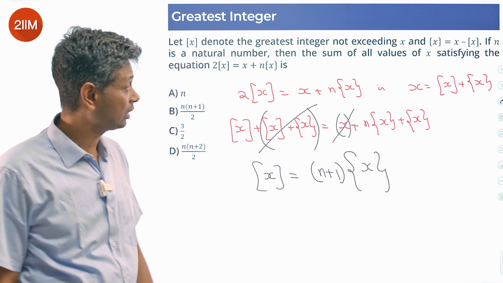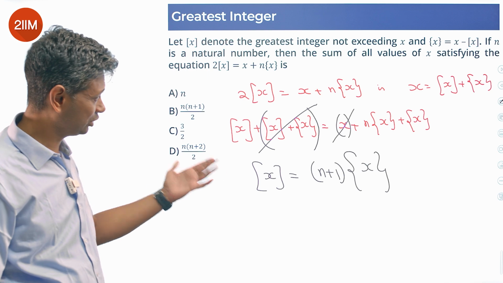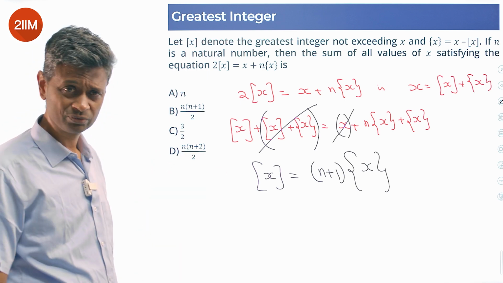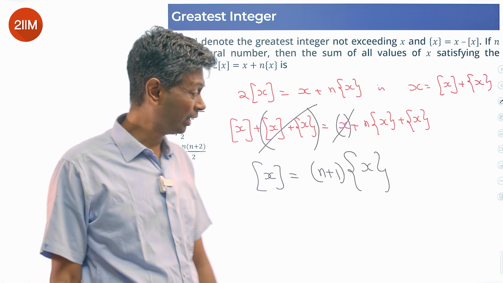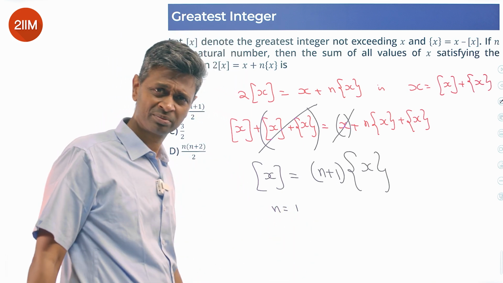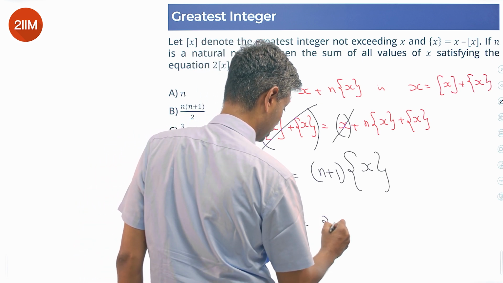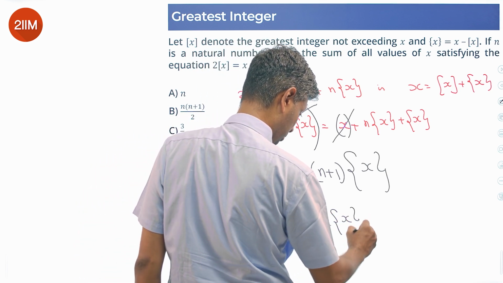Lovely, brilliant. Now we need to find the sum of all values of x satisfying this equation. For a given n, I don't know how to do this, so I'm going to put in an n. I'm going to say, hey, n equal to 1. Greatest integer of x is 2 times the decimal part of x.